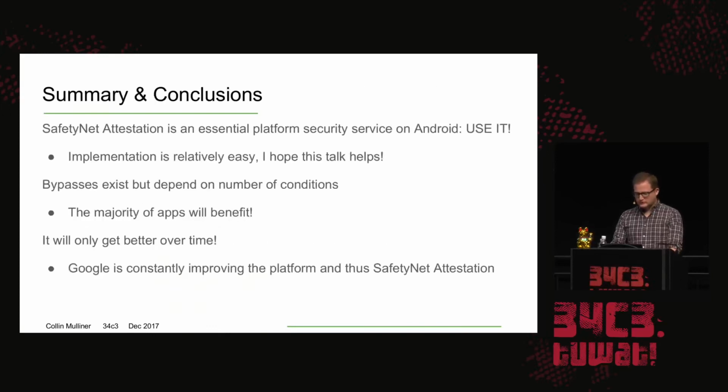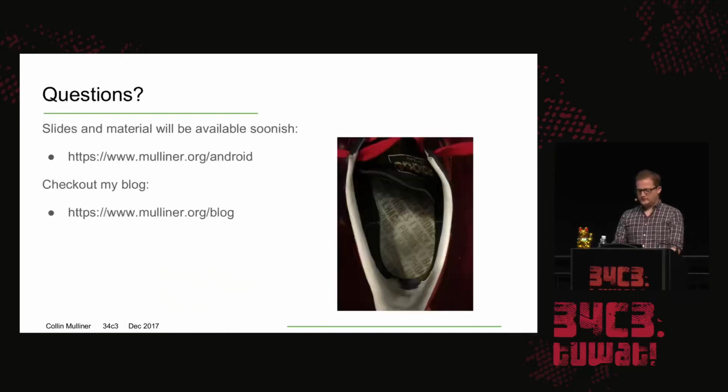So, summary and conclusions. Basically, it's one of the essential platform security services. And if you're serious about any kind of app security on Android, you should really, really use it. As I showed you, there are some downsides or some things you have to be aware of, but you have to be aware of those anyway if you roll your own or buy a third-party service. And the majority of apps will benefit from this, and it will really get better over time, and you can see Google doing improvements to that.